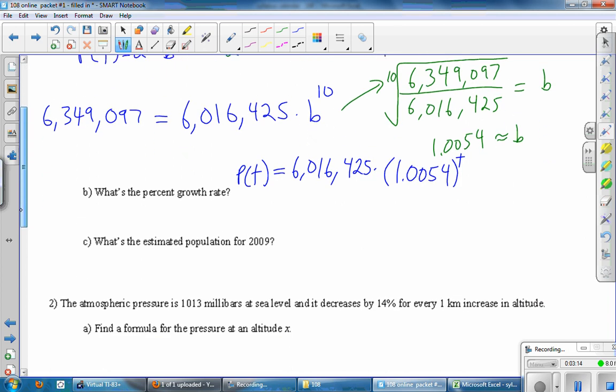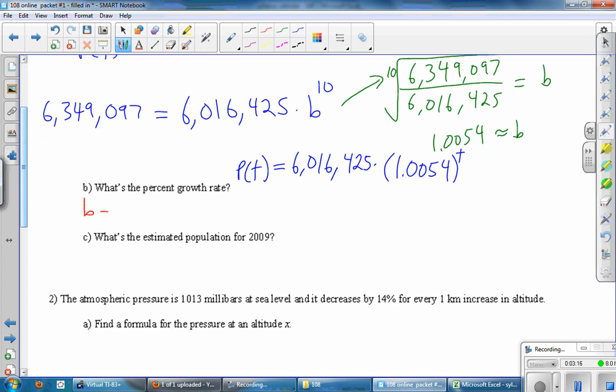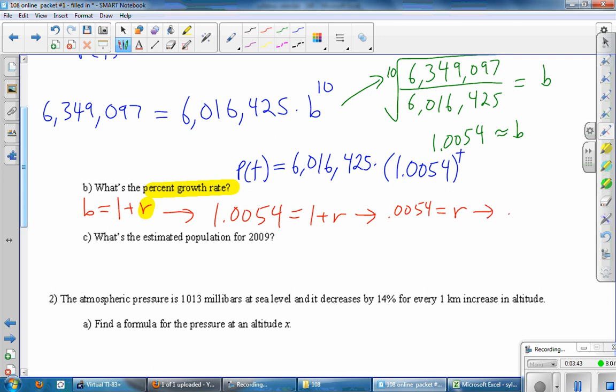Part B, what's the percent growth rate? So there's a nifty little formula that tells us the percent growth rate related to b. It's just b equals 1 plus r, where r is this percent growth rate that we're asked to find. So let's just go ahead and write in, instead of b, it's this 1.0054. That's one more than r, so just subtract 1 from that number, and we get r is about 0.0054. So about 0.54%. So about 0.5%.